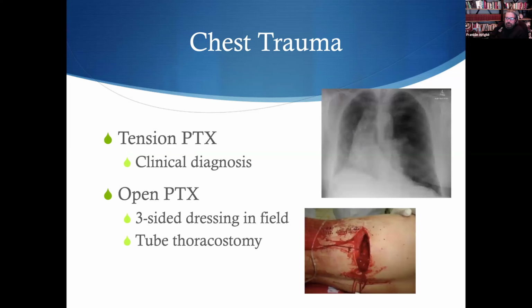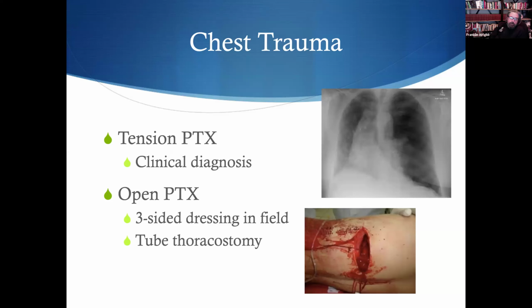So tension pneumothorax, I mean, we show these x-rays with huge mediastinal shift. These are x-rays that really shouldn't be done. This should be a clinical diagnosis, and that's easier said than done in the back of a rig with a lot of noise. So it can be hard to hear if someone's not moving air on one side of their chest. But if we have suspicion, this is something that we can treat rapidly, right?